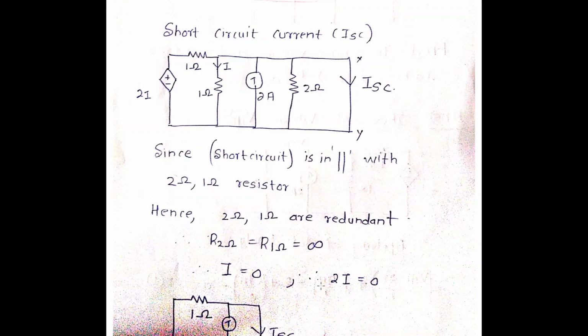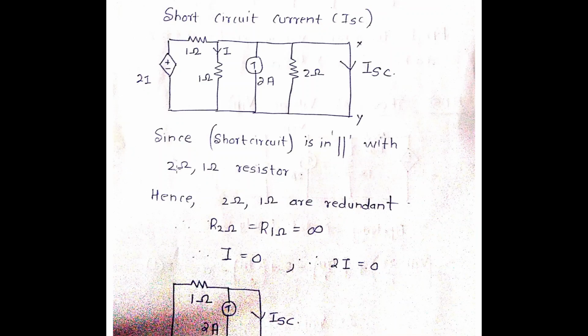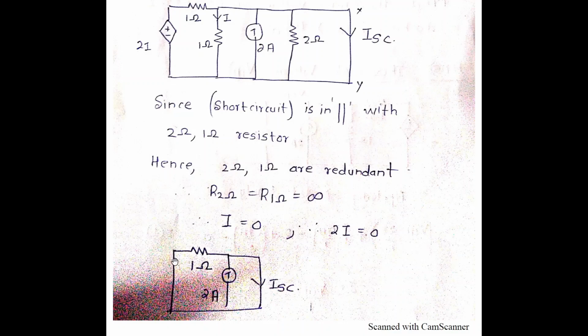Therefore, if I say the current I is equal to 0, because this is an open circuit, right? Therefore, I is equal to 0. Now if this I is equal to 0, this 2I is also equal to 0. So, when a particular voltage is 0, we can replace it with a short circuit. Hence, the diagram gets replaced with this.